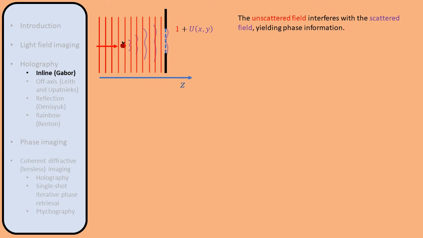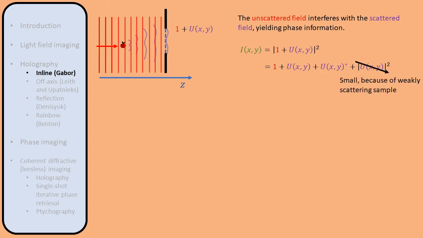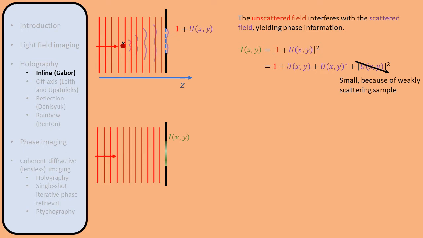The intensity is given by the squared modulus of the total field. If we expand this expression, we find 4 terms. Because we assume the scattering to be weak, the squared modulus of the scattered field can be neglected. Now let's suppose we record this intensity and then use this recording as a transmissive sample, which is called the hologram. That is, if we illuminate the hologram with the plane wave, then the transmitted field amplitude will be the same as the recorded intensity.